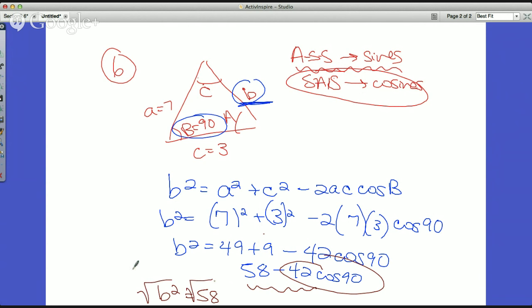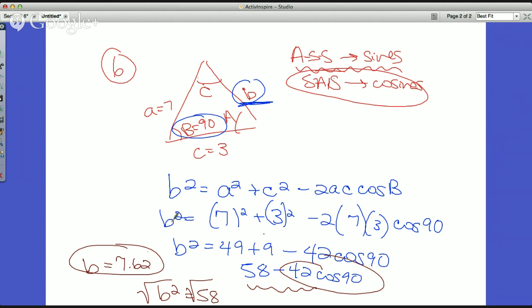So when we square root, we get b is equal to root 58, which in a decimal we'll do 7.6. You said what again? I'm sorry, 7.62. Good. And you could do it to the tenths if you'd like to, or hundredths. I won't take off. Either one of those is fine.